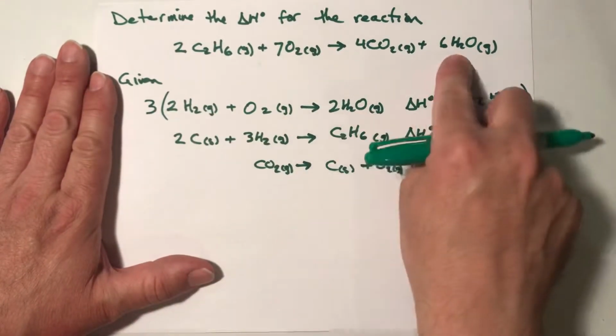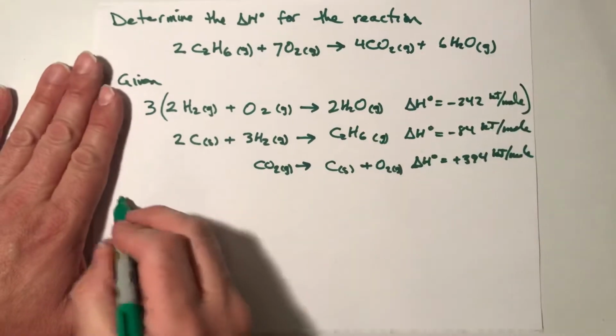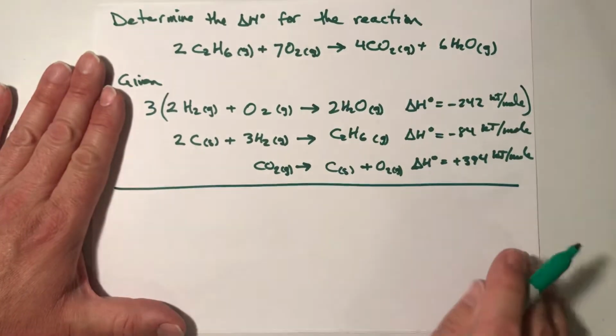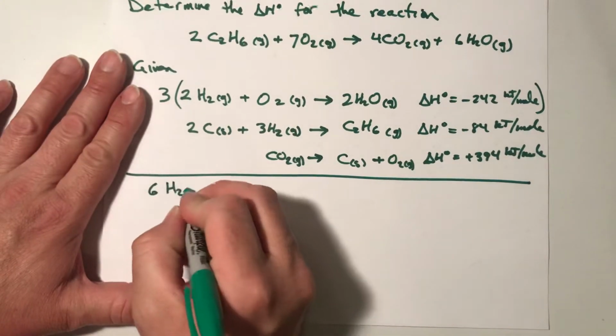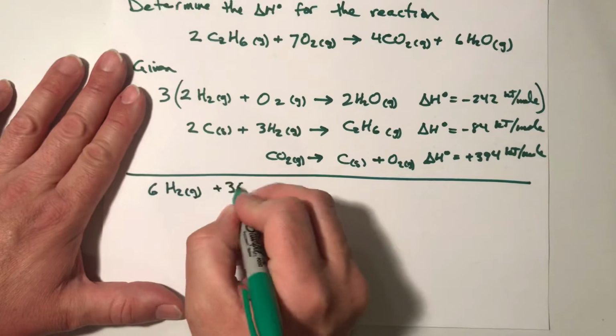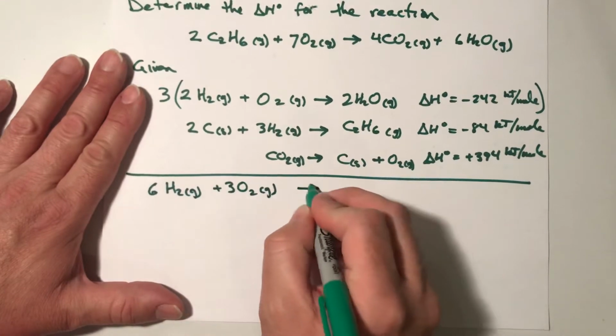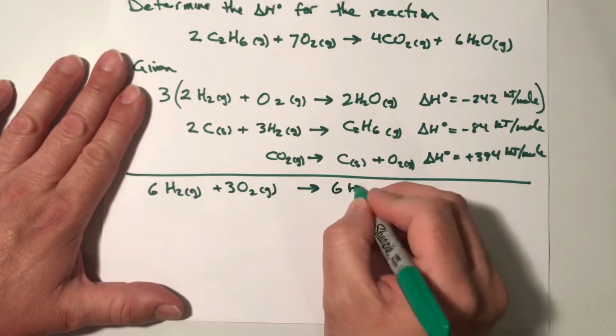All right, the water is on the correct side, so that's okay. So I'm going to draw a line to separate my work from my given. So we're going to have 6 hydrogen gases plus 3 oxygen gases, and those are going to yield 6 water gases.